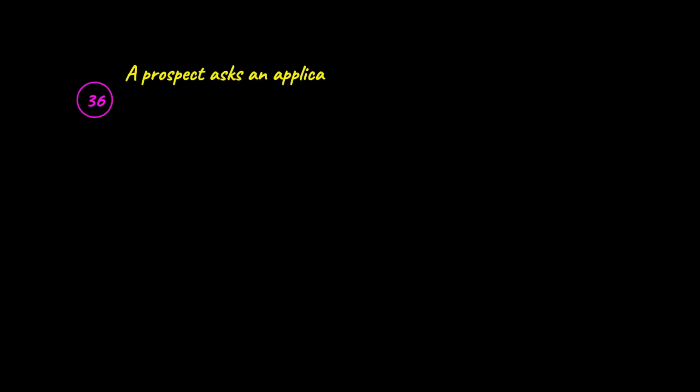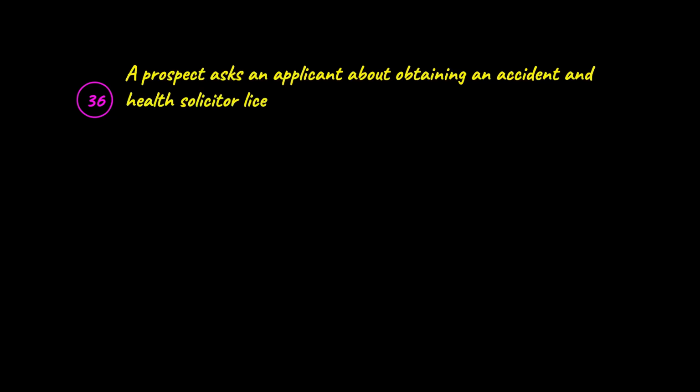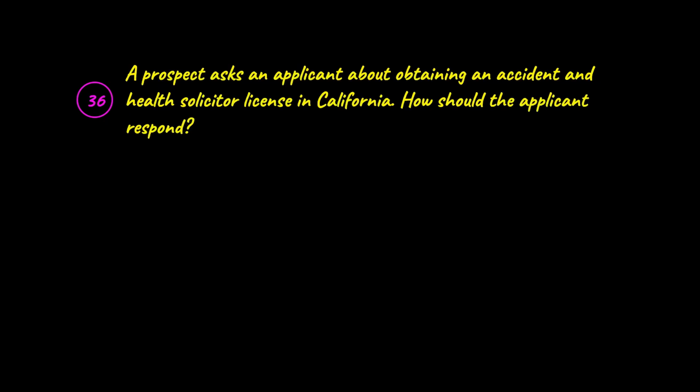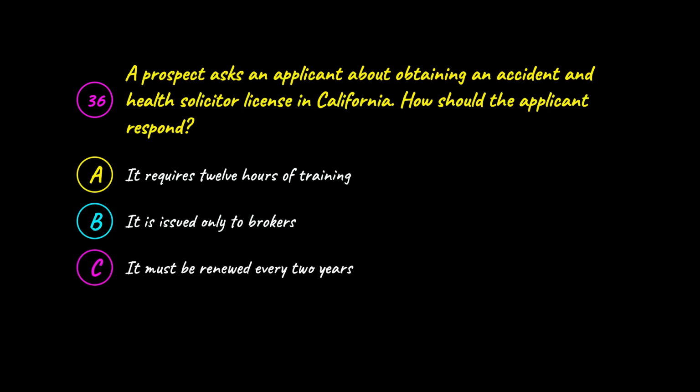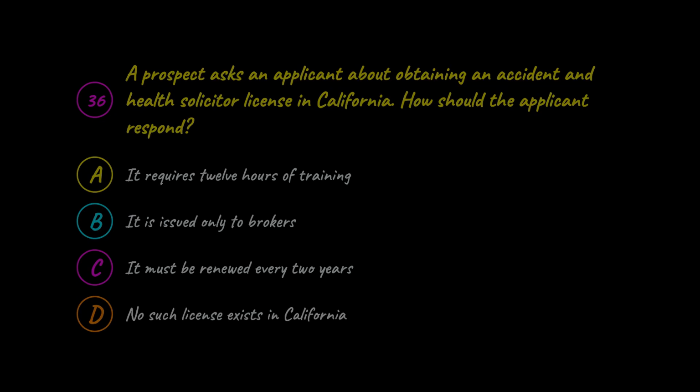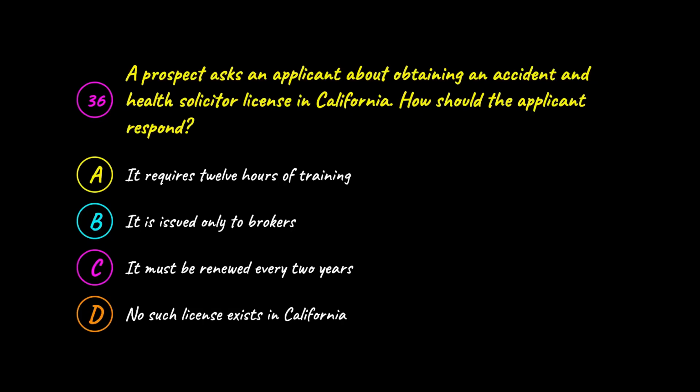Question 36. A prospect asks an applicant about obtaining an accident and health solicitor license in California. How should the applicant respond? Your options are: A. It requires 12 hours of training. B. It is issued only to brokers. C. It must be renewed every 2 years. D. No such license exists in California. What's your answer? Commit to one before I continue.